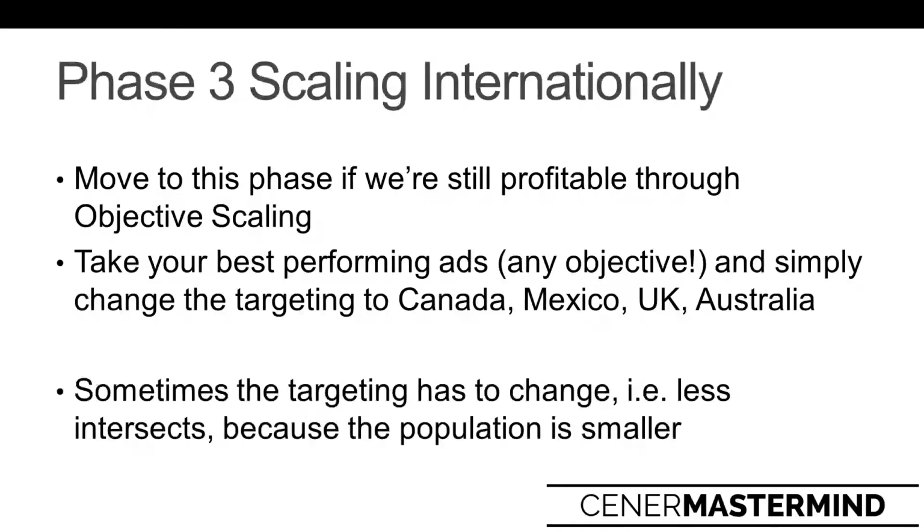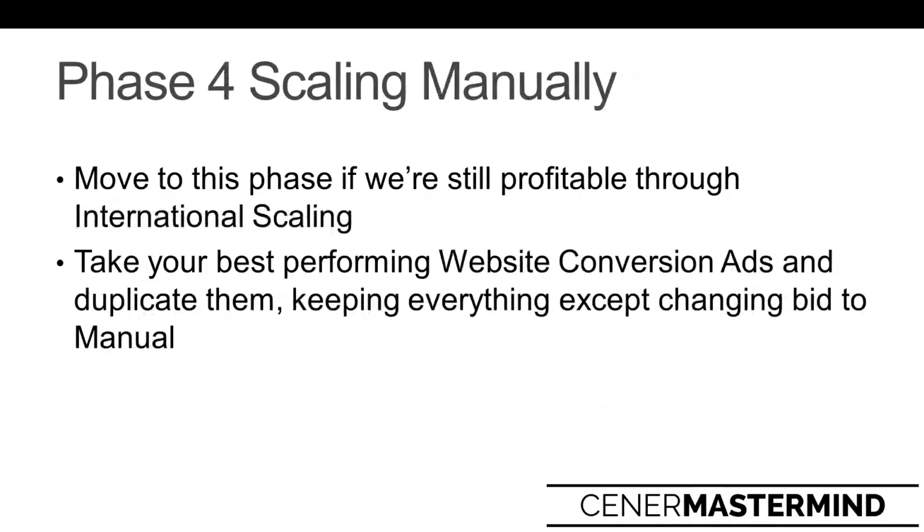So we're progressing down here. You would get here if you had success through objective scaling. And one more, phase 4, scaling manually. We're going to move to this phase if we're still profitable through international scaling. So again, this would be about 2 or 3 weeks out. In this case, you take your best performing website conversion ads and you duplicate them, keeping everything exact. You don't change anything. The only thing you're changing is your bid type, from auto to manual.